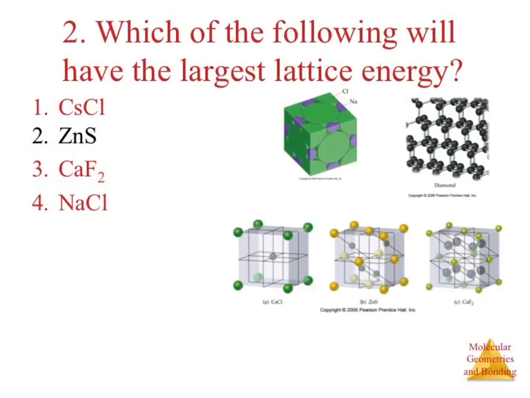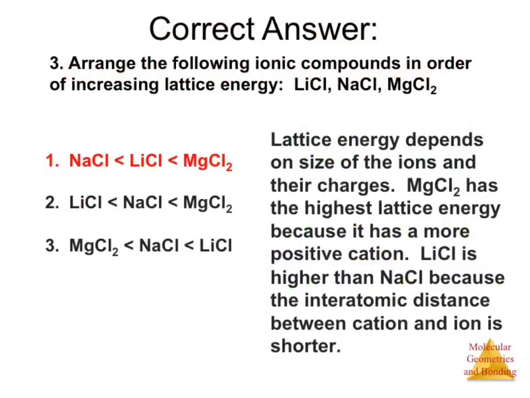Which of the following will have the largest lattice energy? Your zinc sulfide will have the largest lattice energy. Why? Biggest charge. Right? So the two things that contribute to lattice energy are the size of your charges and the size of the atoms. The charge trumps. Zinc has a +2. Sulfur has a -2. Those have the largest charges. That compound is going to have the largest lattice energy.